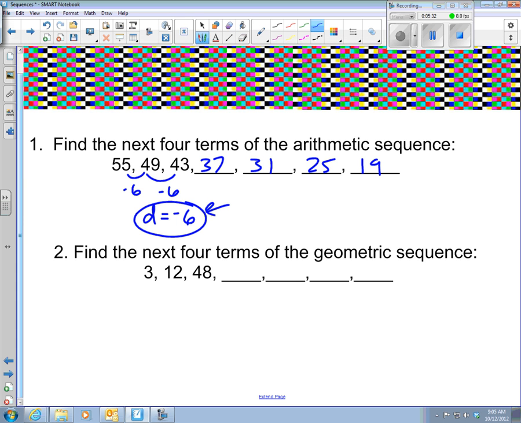Find the next four terms in the geometric sequence. Well, between 3 and 12 is 9, and between 12 and 48 is 36. So we're definitely not adding. So it's going to be geometric, like they say. And 3 times 4 is 12, and 12 times 4 is 48. So this one I get 192, 768, 3072, and 12,288.